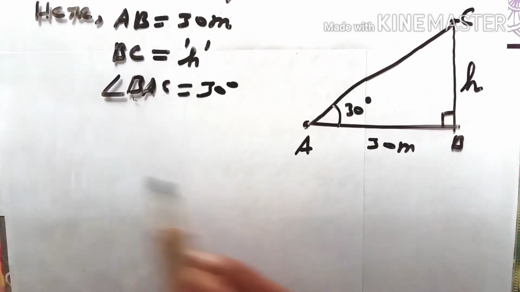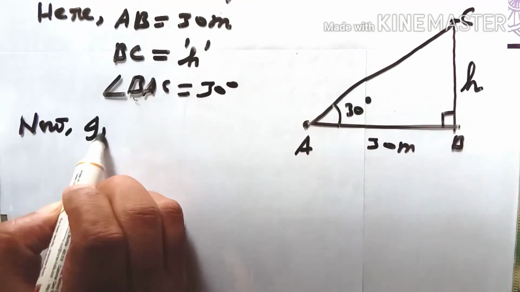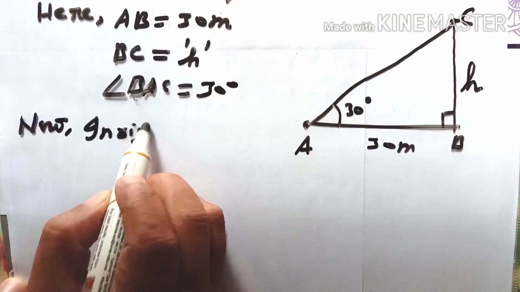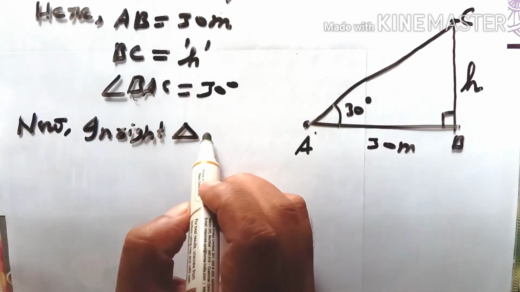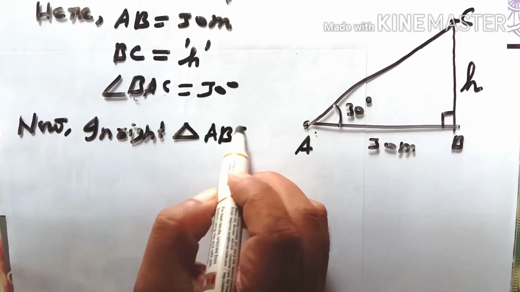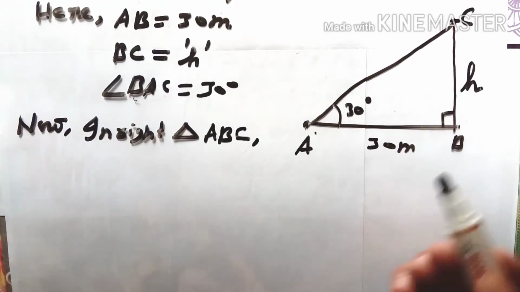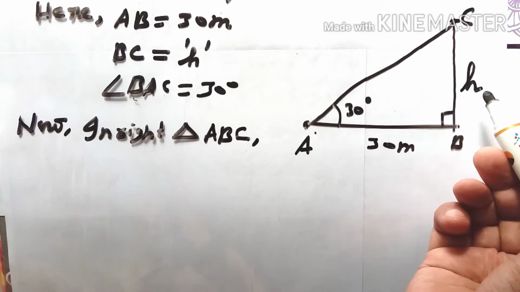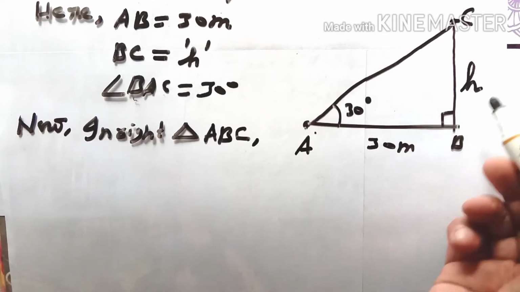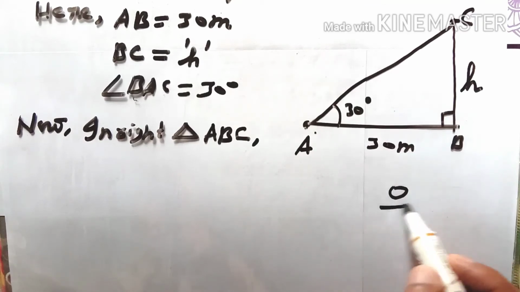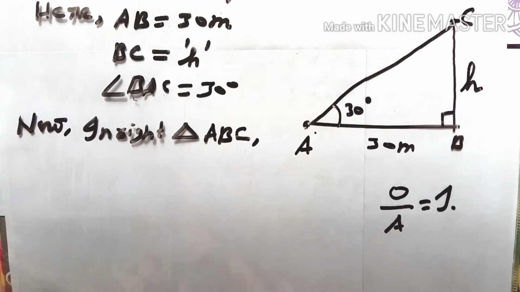So now we consider the given right triangle ABC. So which ratio do we need to take here? We need, from the given information, the opposite side and the adjacent side. So the ratio formed by opposite and adjacent is, yes, tan theta.